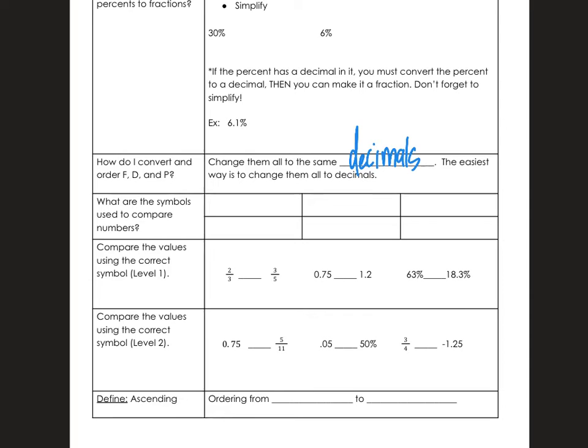Okay. Some symbols you need to know. You need to know greater than. We read from left to right, so that's why we call this greater than. And then we call this guy less than. The alligator is going to eat the bigger number, alligator mouth. And then this is equal to.